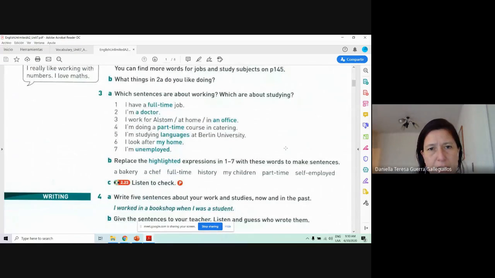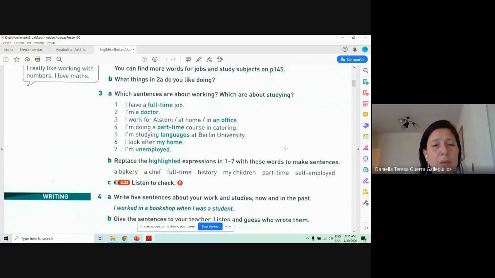Here in exercise 3, you had expressions to talk about sentences about working. But some sentences are about studying. For example, I have a full-time job. It's about working. I'm a doctor. I work at home. I work in an office. And then another word about work, it's I am unemployed. It's a person that doesn't have a job. I look after my home also.